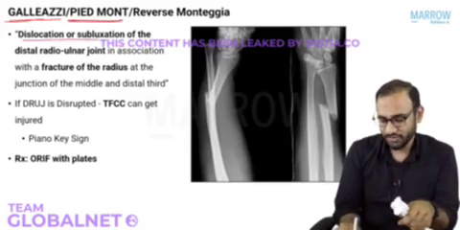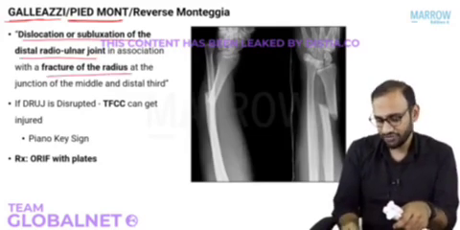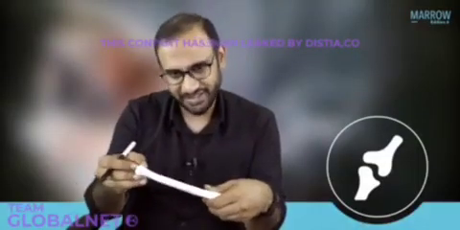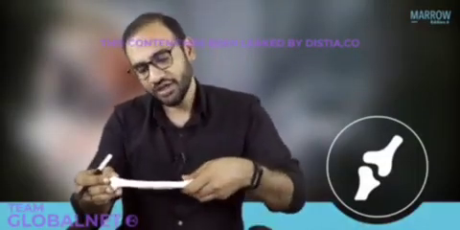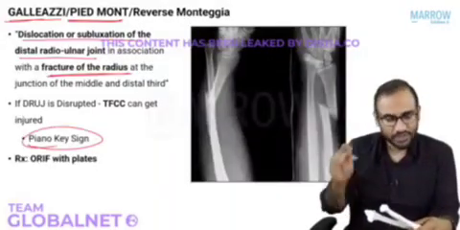It's a dislocation or subluxation of the distal radioulnar joint in association with a fracture of the radius. Now, please remember, when the DRUJ, the distal radioulnar joint, is disrupted, the ulna migrates dorsally like this. So clinically, a patient will come to you with a dorsal displacement of the ulna, and you can press on it clinically like this, and that has been described as the piano key sign.